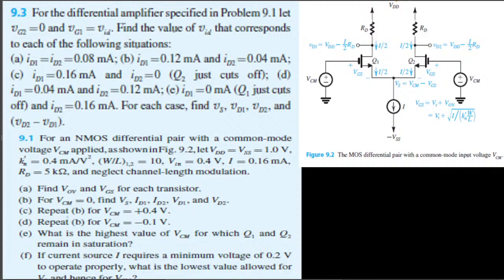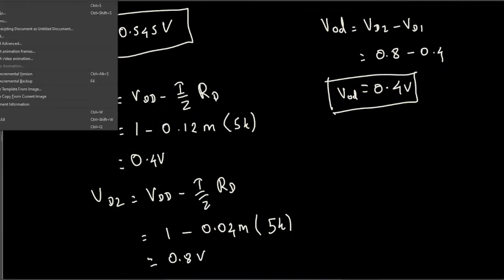I'm just going to do the C part. In the C part, it's saying, okay, I'm looking at the 9.3 question. C part, it's saying ID1 is equal to 0.16 milliampere, ID2 is equal to 0. So we have to find out VID in this case, that's input differential voltage. And also we have to find out the VS, VD1, VD2, and also VD2 minus VD1. Okay, now let's go ahead and do all of them one by one.